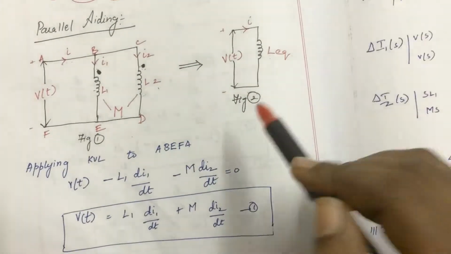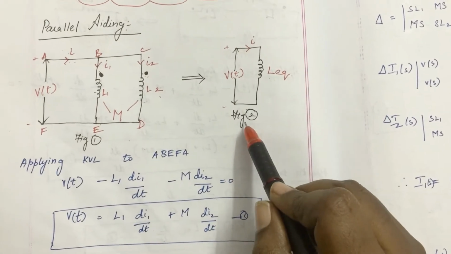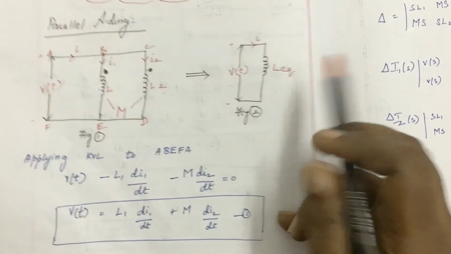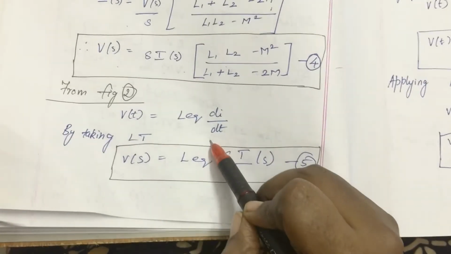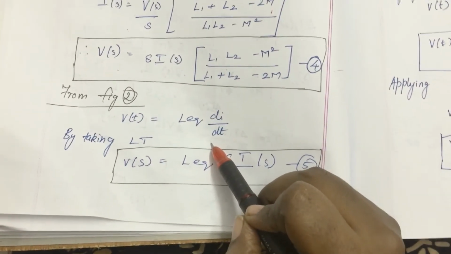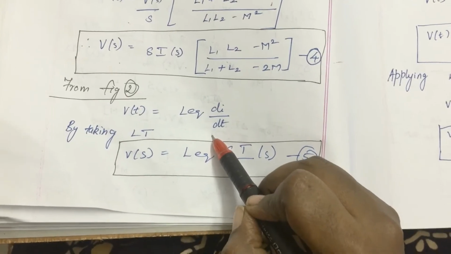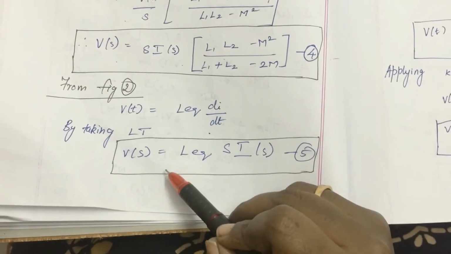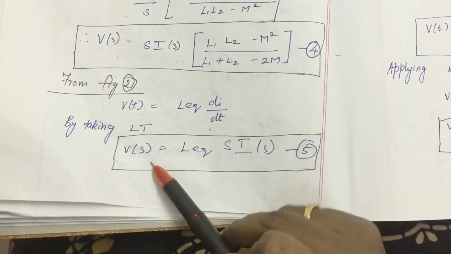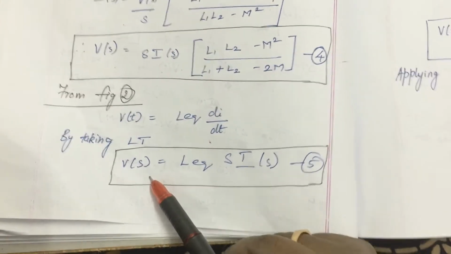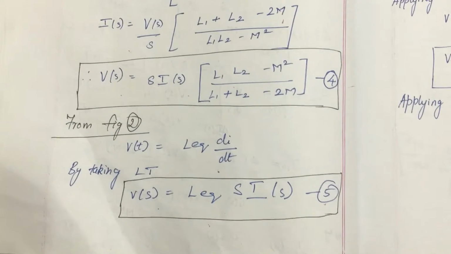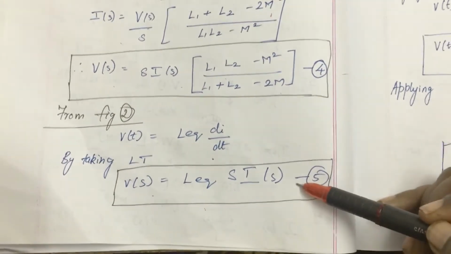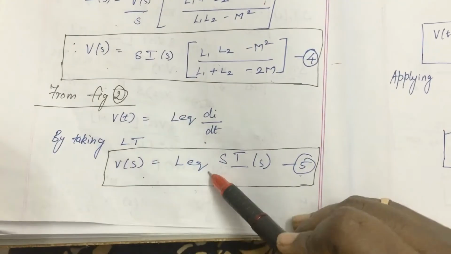So for my equivalent circuit, if I apply, it is going to be V of t equals Leq di by dt, similarly to how we have obtained it in our series aiding and series opposition. But to take the Laplace transform for this equation, it can be written as V of S equals Leq S I of S. By equating these two equations, what happens? We are going to get our Leq, right hand side of these two equations.